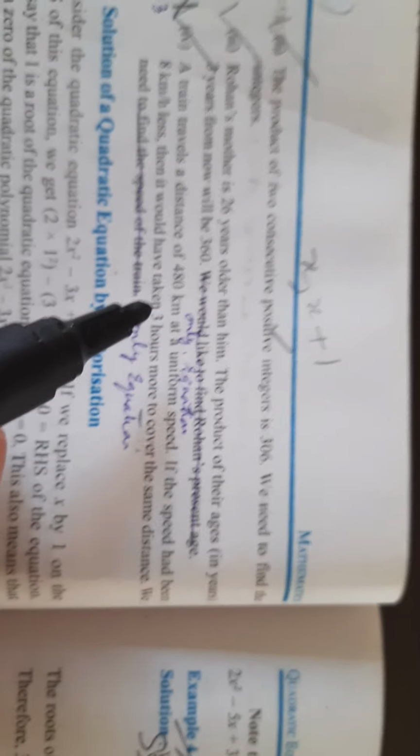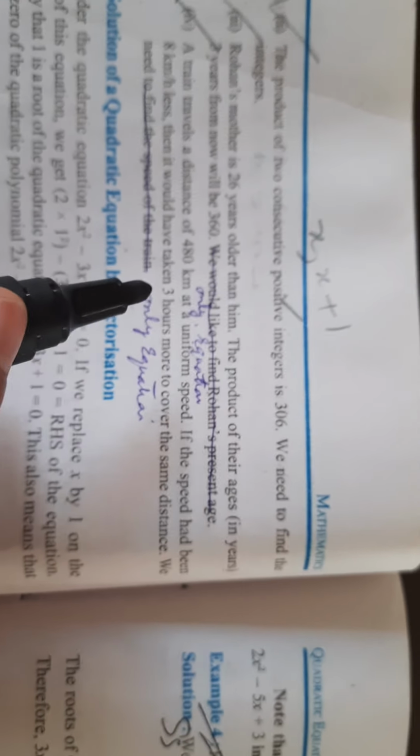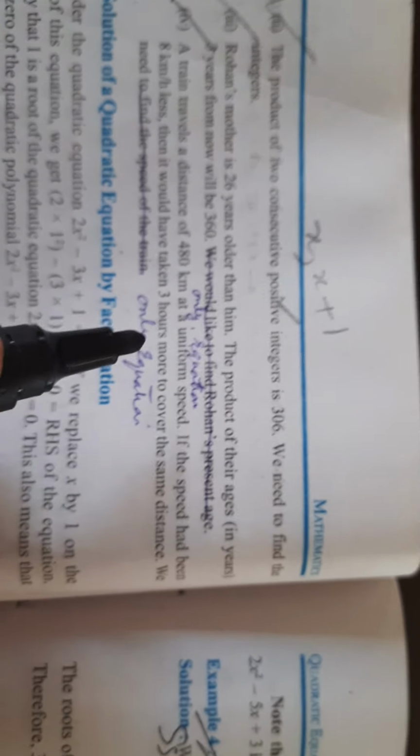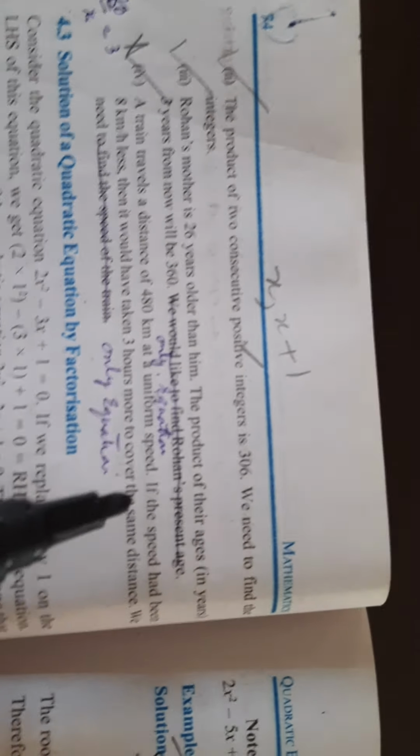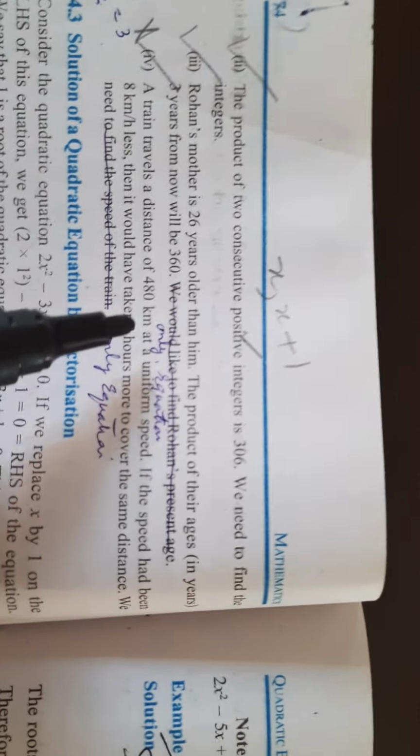Like Delhi और अम्बाला के बीच में 200 kilometers distance is there. So it can't be changed. We can change our speed and if we change our speed, the time will also change. ज़्यादा speed रखेंगे कम time लगेगा, कम speed रखेंगे ज़्यादा time. सो वो बोल रहे हैं a train travels at a distance of 480 kilometer at a uniform speed.